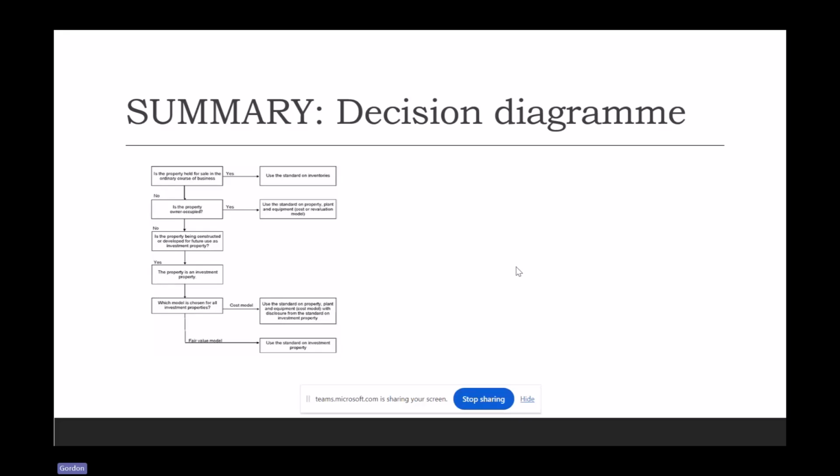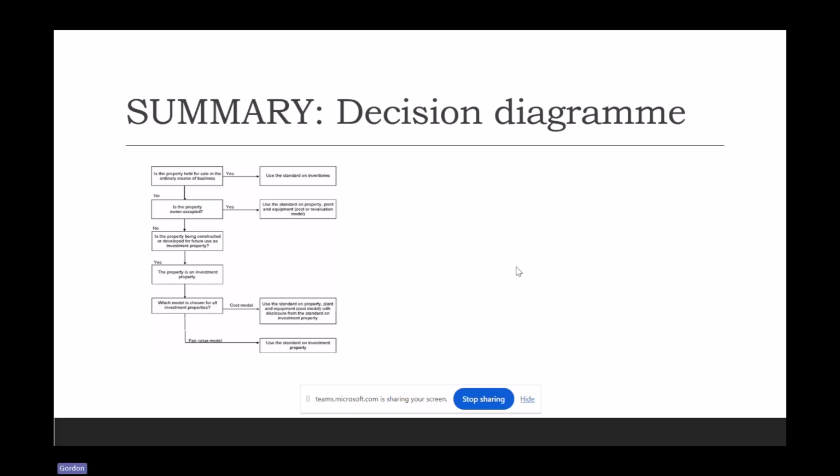Good. So whenever you read a question and you see property, you go through this decision in your head. Is it property that is held for sale? If it is, that is inventory, right? If it's not, you ask yourself, is it property owner occupied? If it is, then you apply what? IAS 16, property, plant and equipment. If it's not, and it is property that is held for rental purposes or for capital appreciation, then you know what it is, an investment property.